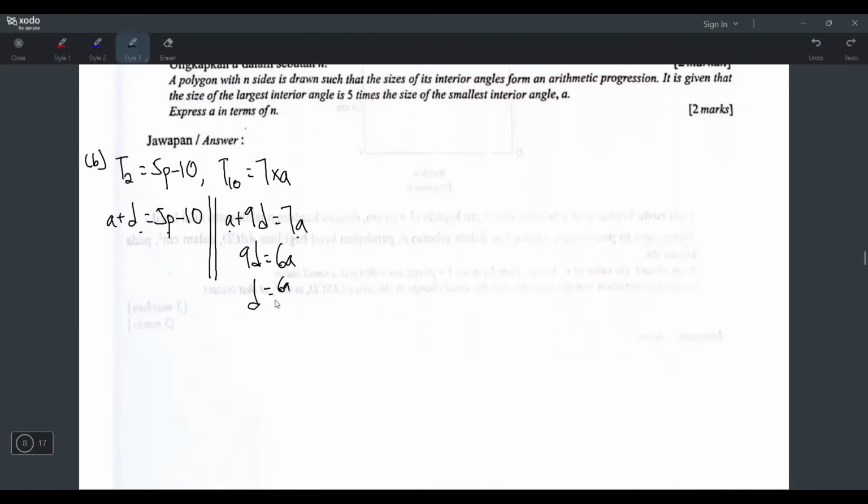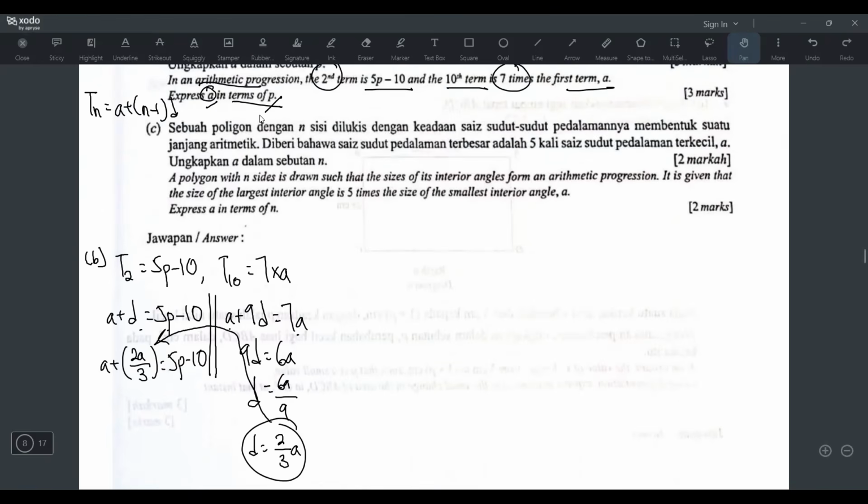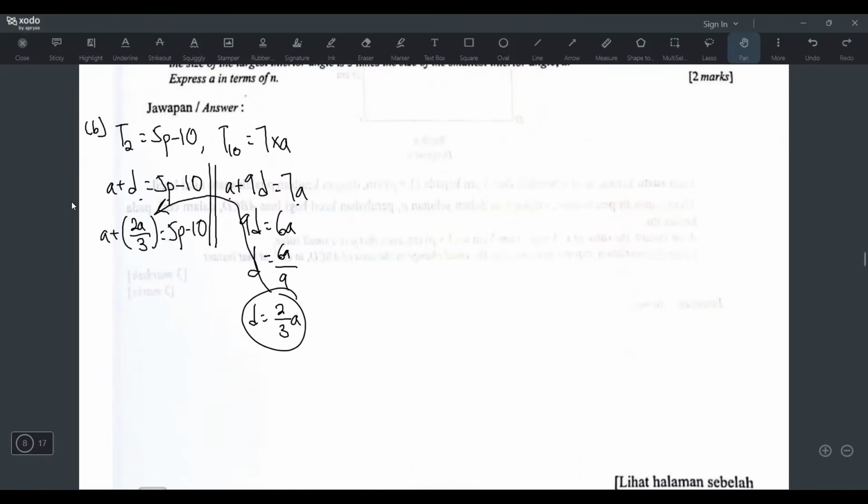How to find d? 6a divided by 9, and 6 and 9 you can simplify. You can use the calculator to help you get 2 over 3 a. The a sits on top, so you can write it in the middle. Now it becomes a plus, and for d you open a bracket, and d goes in, so it becomes 2a over 3. Don't forget they want small a in terms of small p, so a has to be single. So what happens here? A plus 2a over 3. There's nothing before a, which means 1a. So what is 1a plus 2 over 3 a? You can use the calculator, press 1 plus 2 over 3, and it will give you 5 over 3 a, equals 5p minus 10.